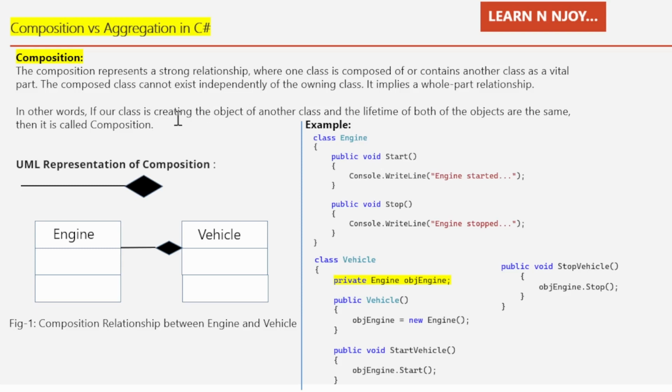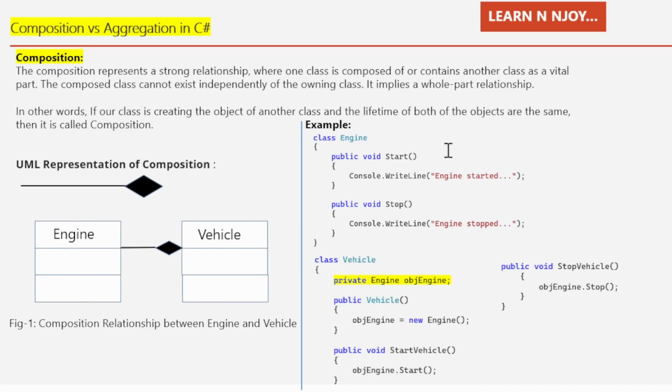Okay, so how to represent composition in UML diagram? This is the symbol we are going to use in order to represent this composition in UML diagram. Black diamond, right? So this is the symbol we are going to use as a part of presentation of the composition in UML diagram. There are two classes, engine and vehicle, right? And these two classes are showing the relationship as a composition relationship.